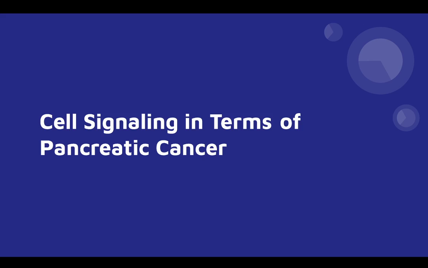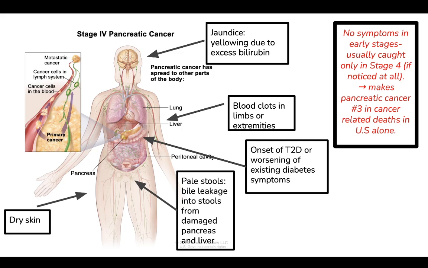Okay, so now let's get into cell signaling in terms of pancreatic cancer itself. Before we go into what exactly happens, let's go over what pancreatic cancer would look like or present itself like in a patient. Usually, pancreatic cancer is unfortunately caught only in late stages, such as stage 4, and this actually causes it to be the number 3 leading cause of cancer-related deaths in the United States alone.